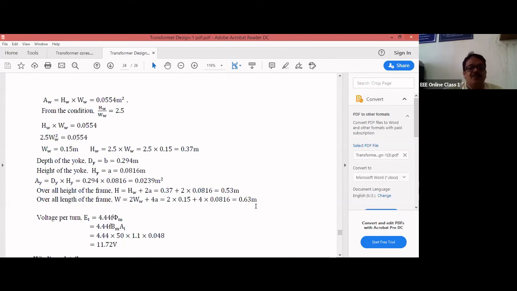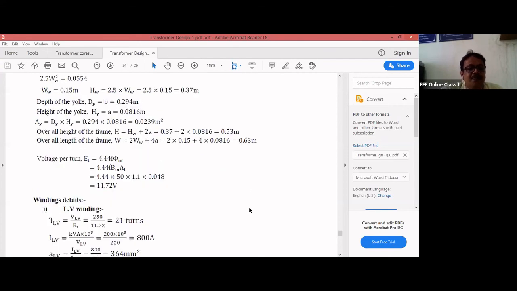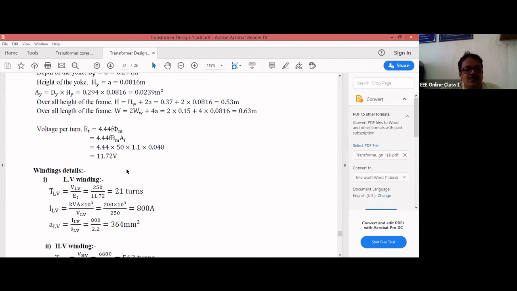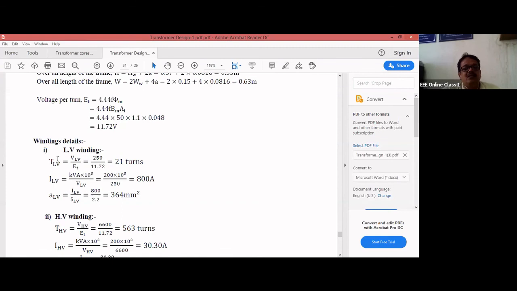Along with that, what you have to find out? You have to find out the winding details. So voltage per turn is equal to 4.44 F into phi m. So phi m can be written as what? Bm into Ai. Bm is given as 1.1 and Ai calculated 0.048. So what you get for voltage per turn? 11.72.